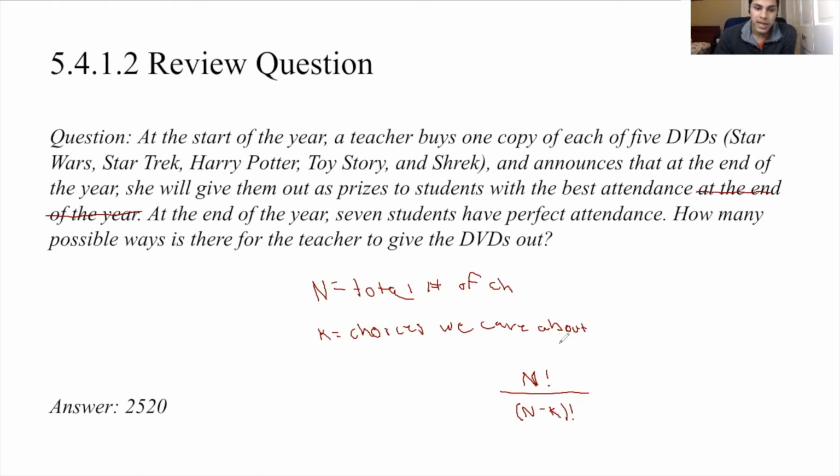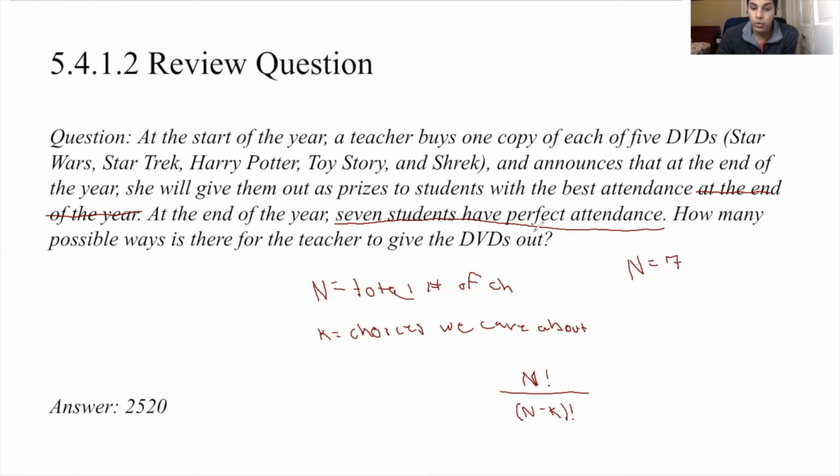So it says, at the start of the year, a teacher buys 1 copy of each of 5 DVDs. And you have to be careful here. N is not 5, because the DVDs are what's being given out to students. So the amount of students that we have to choose from, that's going to be our n. And in the last sentence, it says, at the end of the year, 7 students have perfect attendance, meaning that for this question, n equals 7.